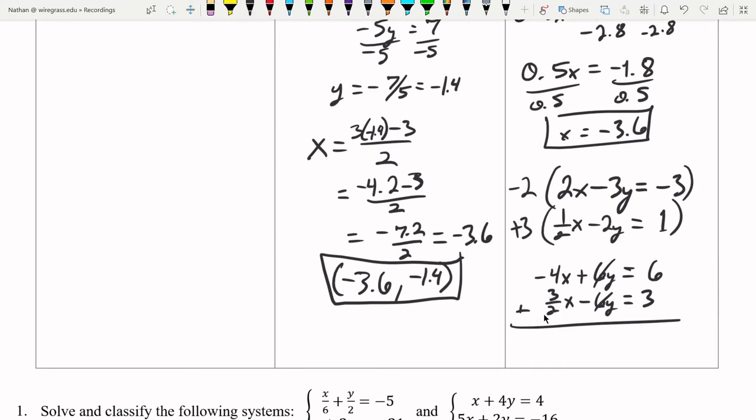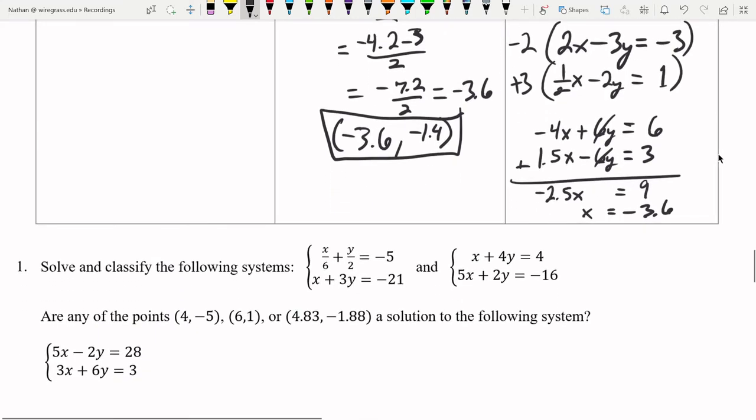3/2, I'm going to write this as 1.5. So minus those is going to be -2.5x equals 9. And then dividing it out, go ahead and do that. 9 divided by 2.5, yep, is -3.6. We get the exact same number as you would expect. So there's lots of different ways that you can do this. Just find the one that makes the most sense to you. Give it a try in number 1.